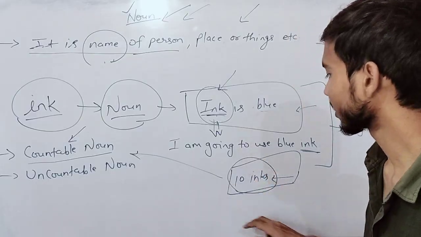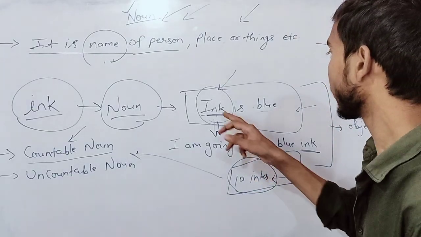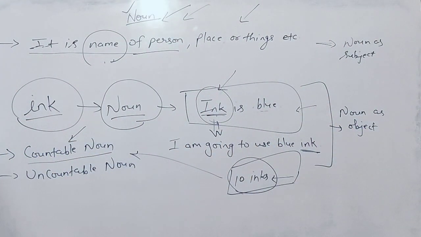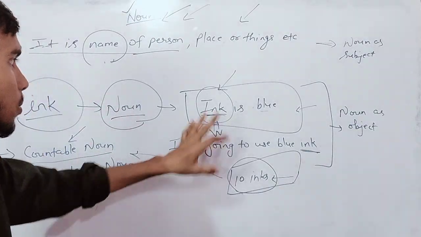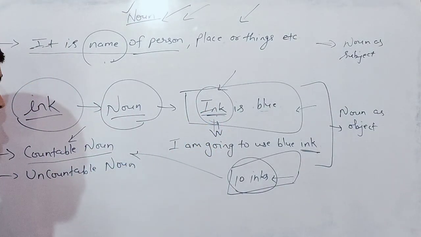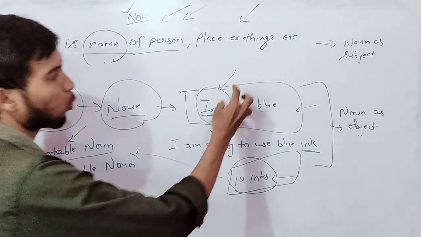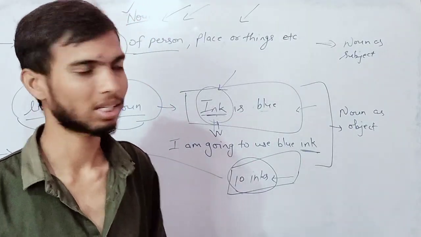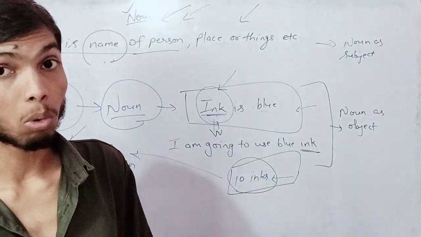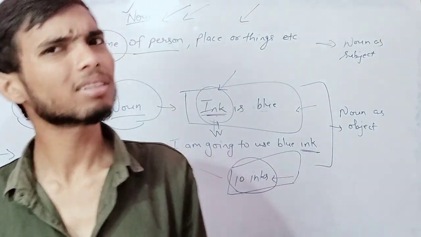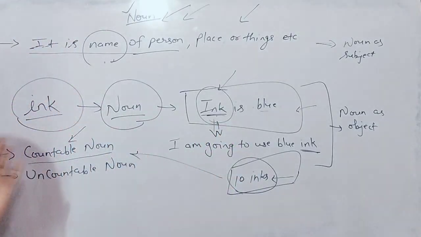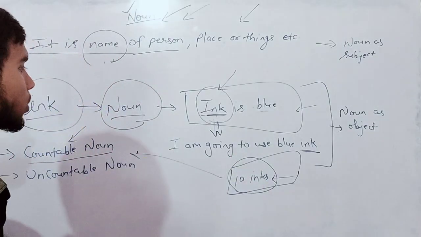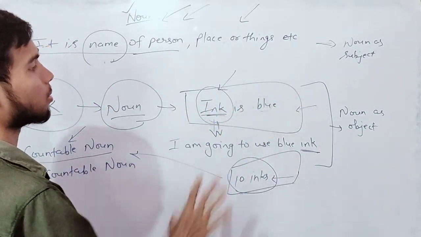Here 10 inks is plural. Only ink is singular. Both are countable. We cannot say both would be uncountable. No. Here one ink, of course, it is very easy to count. Only one ink we are able to count. Here also 10 inks. Now there are 10 ink. Can we count 10 ink? Yes. That's why both are countable. Okay. This 10 inks together is also ink. We can say 10 inks is good.